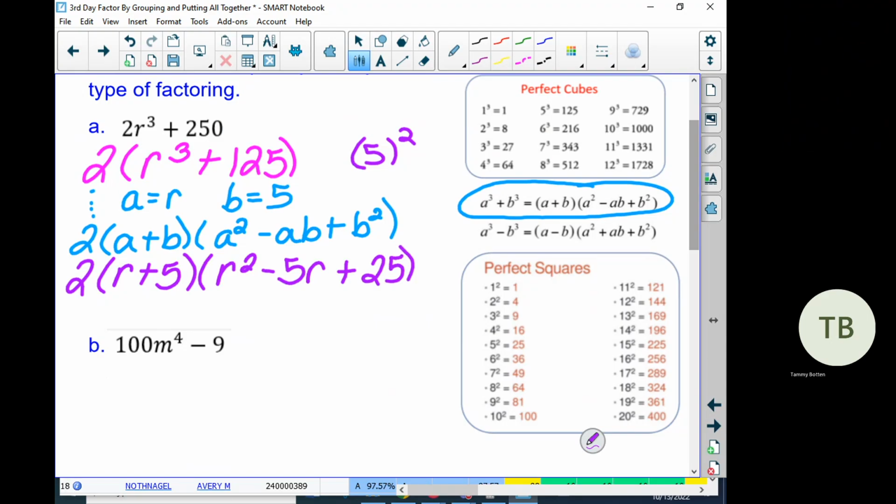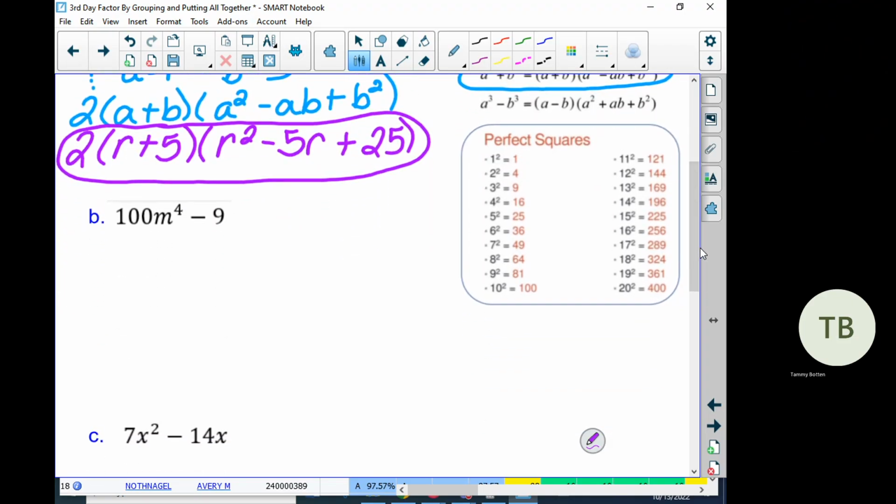Now, one thing I can tell you guys, when you do sum or difference of cubes, I don't think there's ever a time you can take it further. So we're done here. And like I said on the quiz, if you got parts of it right, it's not like we get the whole thing wrong.